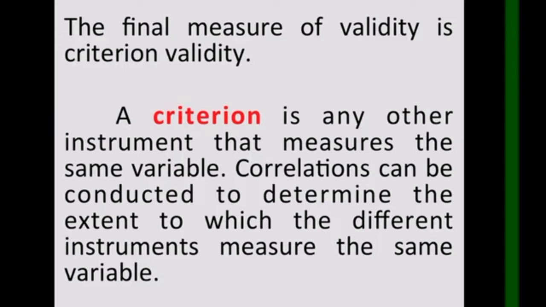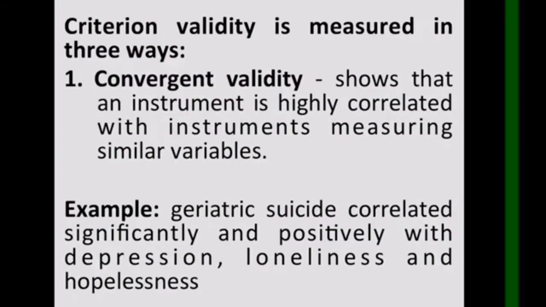And sa criterion naman is any other instrument that measures the same variable. Correlation can be conducted to determine the extent to which the different instrument measure the same variable. Meron tayong, I think these are three ways, yes, criterion for the criterion validity. Number one is convergent validity, shows that an instrument is highly correlated with instruments measuring similar variables.